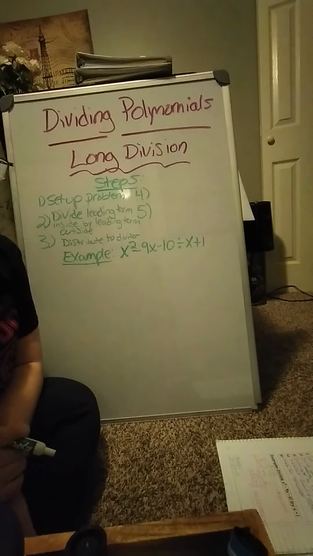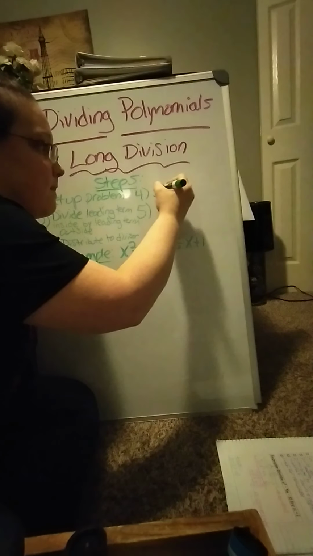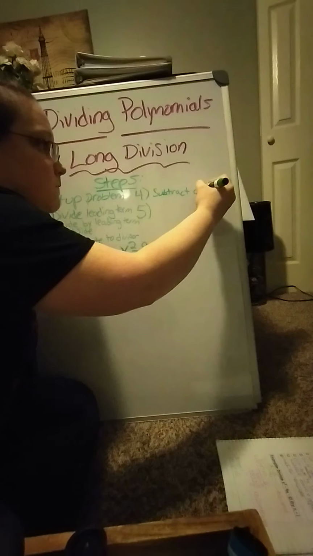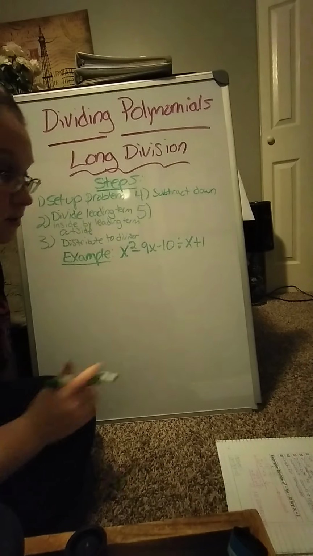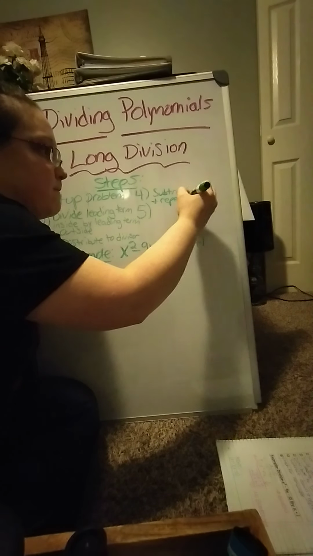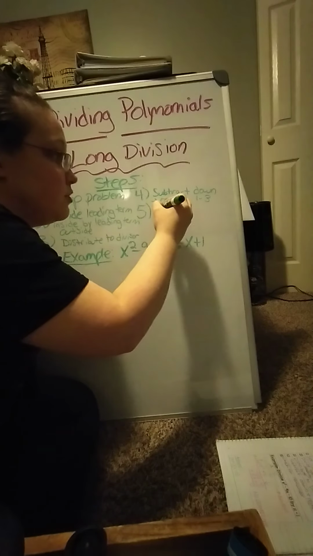Fourth step, after you distribute, you're going to subtract down. And then you repeat steps 1 through 3. Step 5 is when you get all the way down and you can't divide anymore, you check for your remainder.